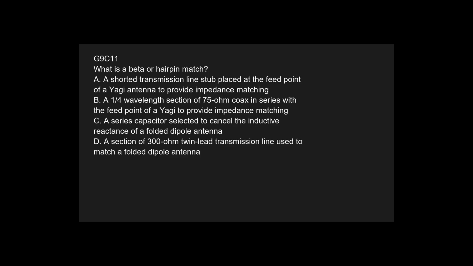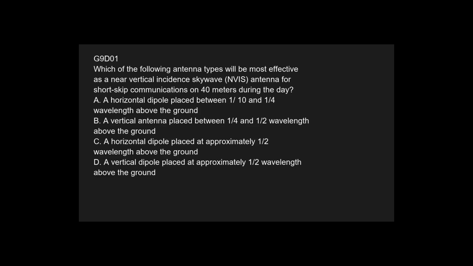Question: What is a beta or hairpin match? The correct answer is A. A shorted transmission line stub placed at the feed point of a Yagi antenna to provide impedance matching. Section G9D. Specialized antenna types and applications. Question: Which of the following antenna types will be most effective as a near vertical incidence skywave (NVIS) antenna for short skip communications on 40 meters during the day?